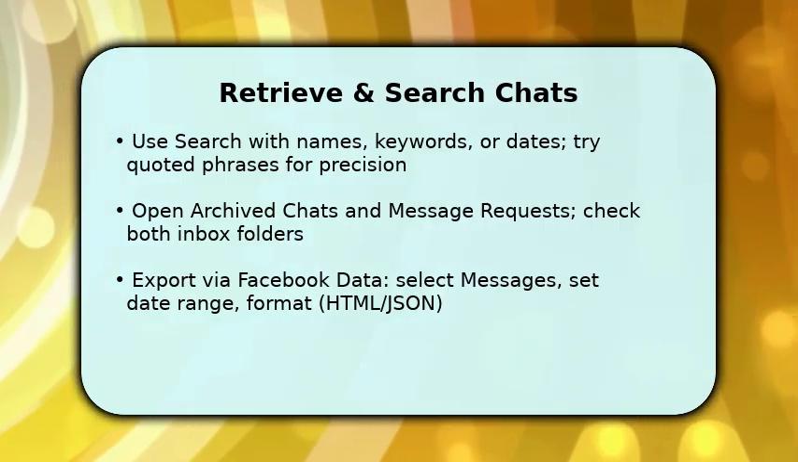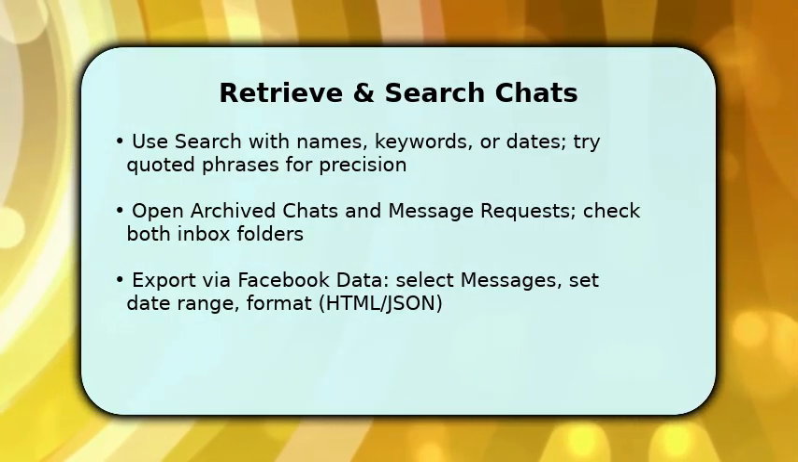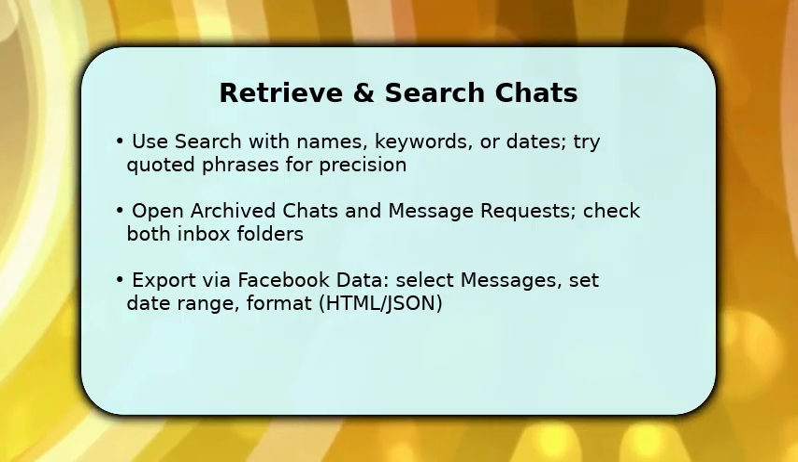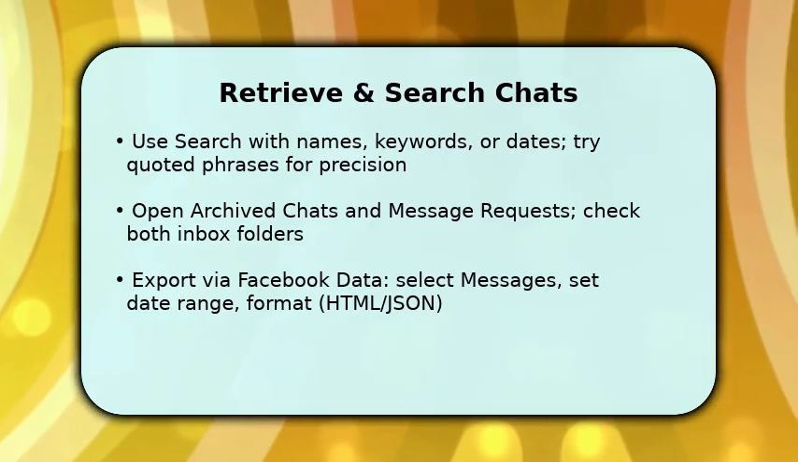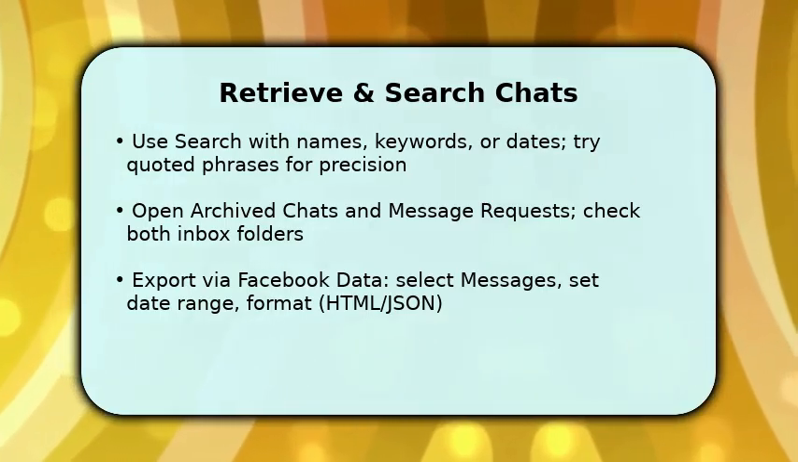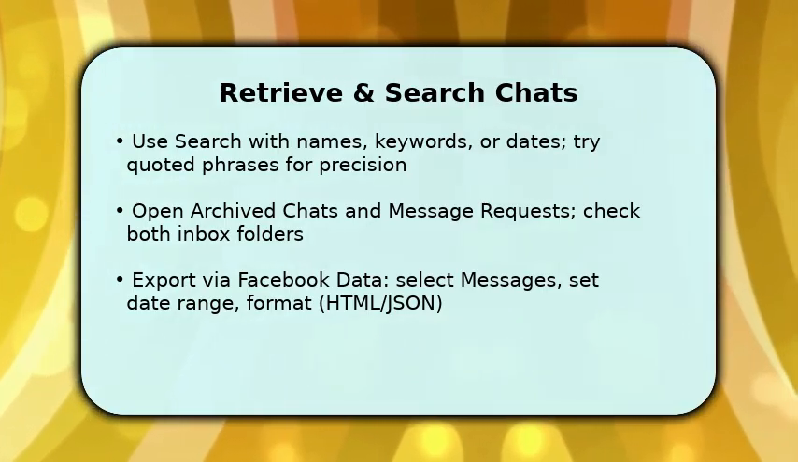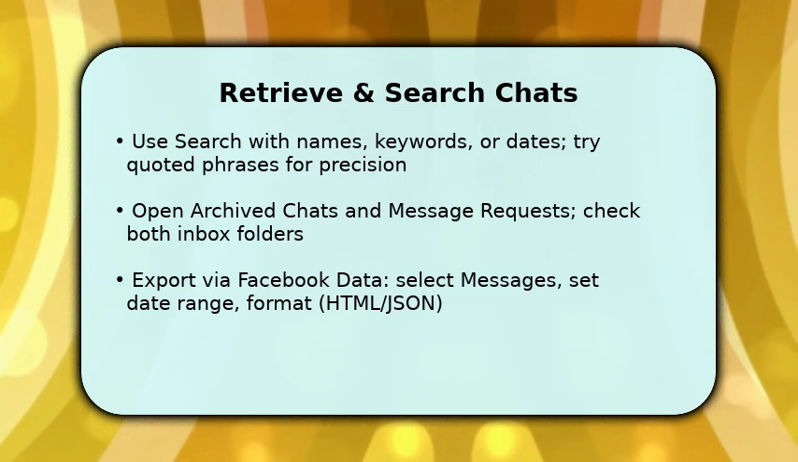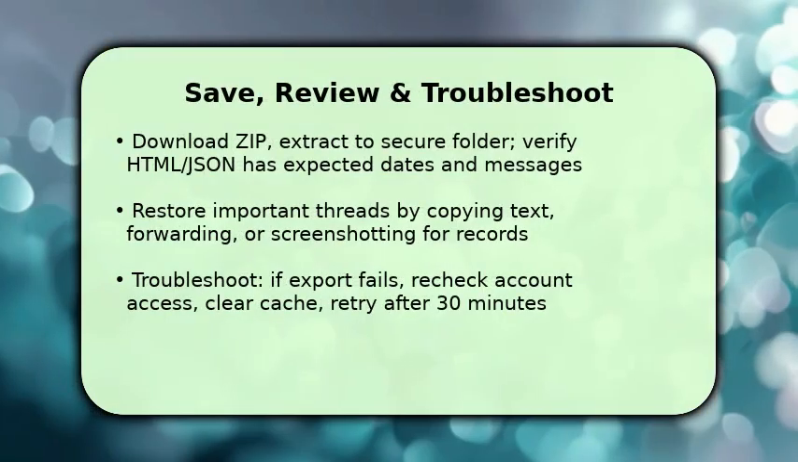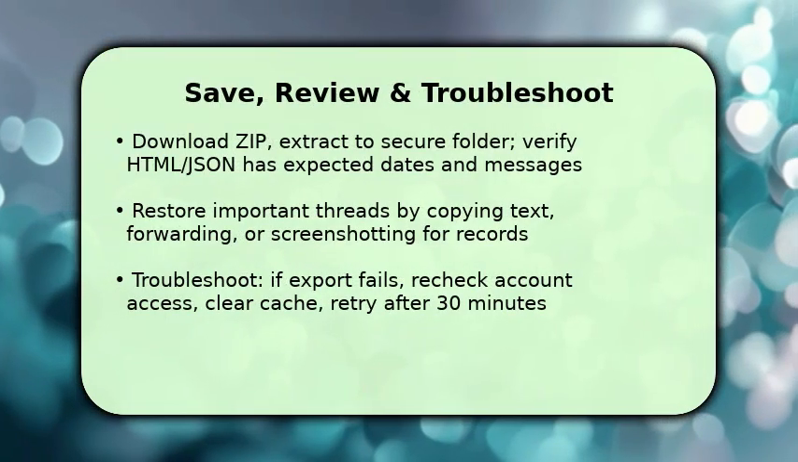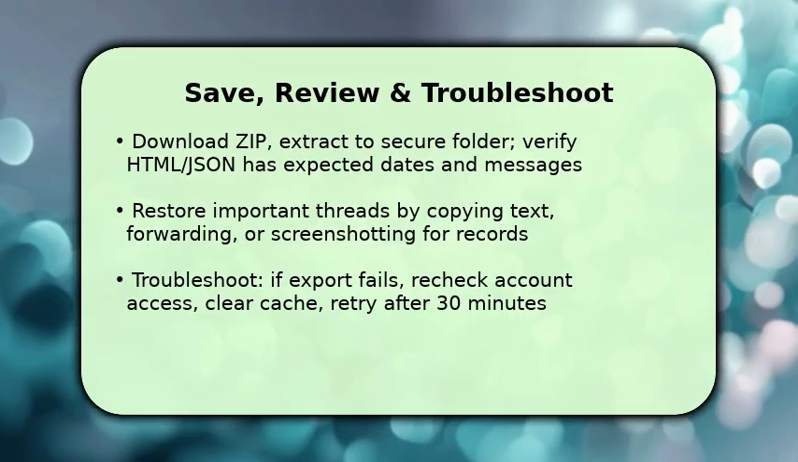find older texts. If you need a full copy, go to Facebook settings, right arrow your Facebook information, right arrow download your information, choose Messages, pick a date range and format, HTML for readability, JSON for analysis, then request the file and wait for it to be prepared. Finally, you download and inspect the exported file or review messages directly in the app.